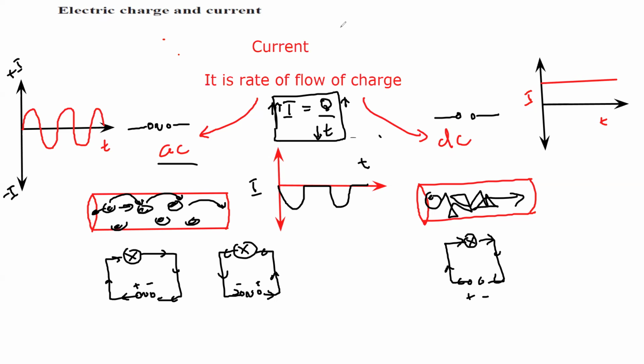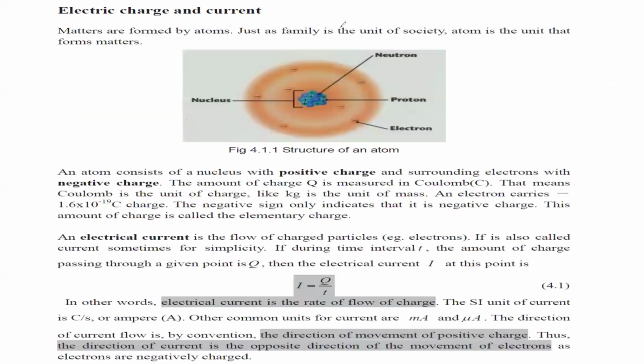Then related to the current, we have an equation which we call the transport equation. You have to learn the derivation of this transport equation. What is the transport equation? The transport equation shows a relation between the area of the wire, the length of the wire, the speed at which the charges are moving, and the number of the charges which are flowing.